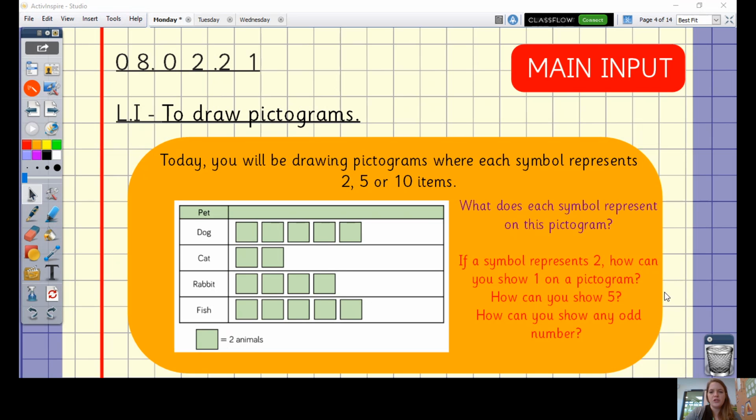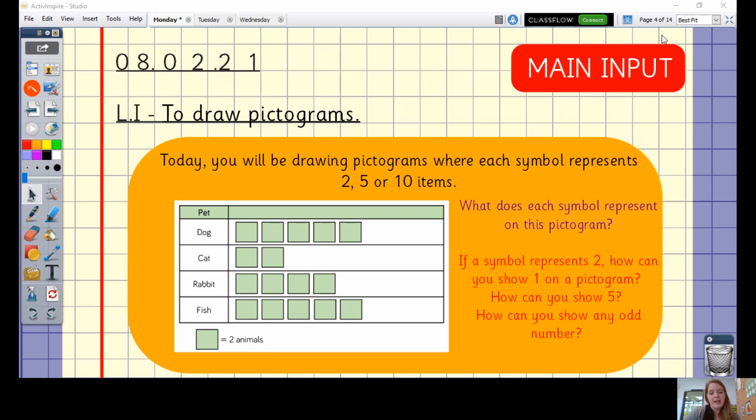Now a bit more of a tricky question for you to think about. If I had a tally chart showing the data of 5, how would I show that on a pictogram? Because 5 is not a multiple of 2. So if a symbol represents 2, how can I show 1 on a pictogram? How can I show 5 on a pictogram? And how can you show any odd number? Because we know the number 1 and the number 5 are both odd numbers. So how do you represent those if each symbol represents 2?